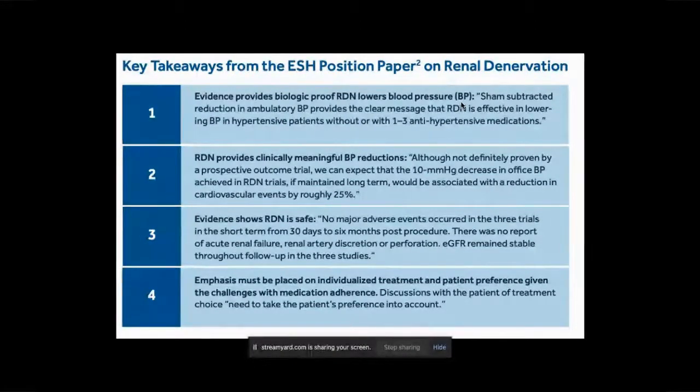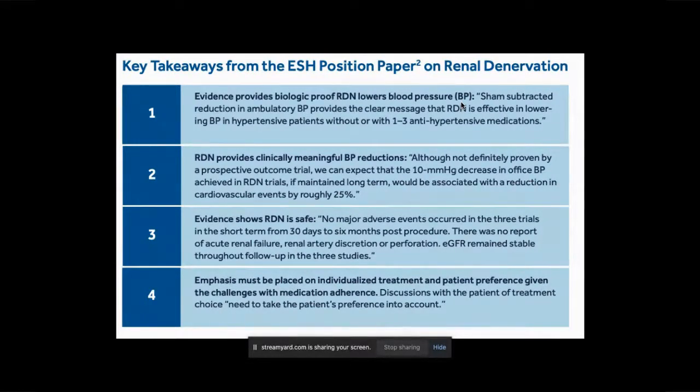Second, they said that RDN provides clinically meaningful blood pressure reductions. Although not definitely proven by a prospective outcome trial, we can expect that a 10 millimeter decrease in the office blood pressure achieved in the renal denervation trials, if maintained long-term, would be associated with a reduction in the cardiovascular events by roughly about 25%.